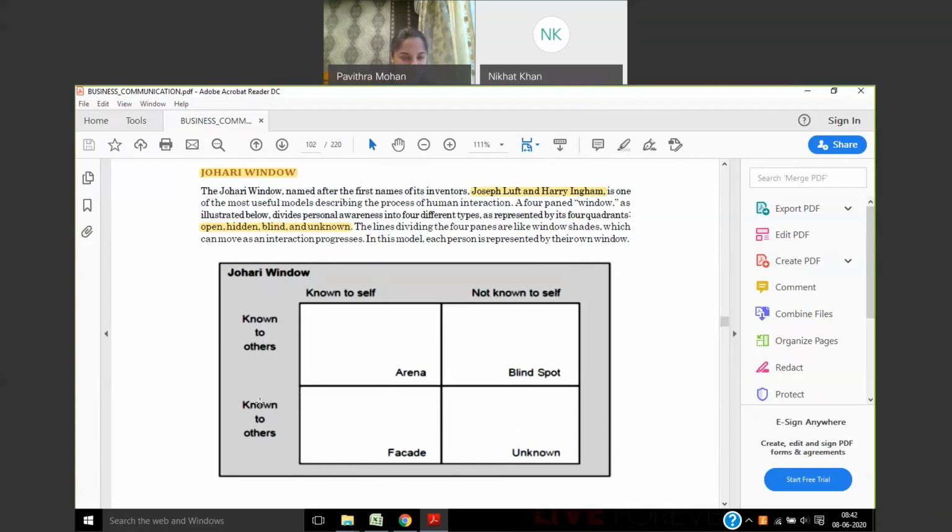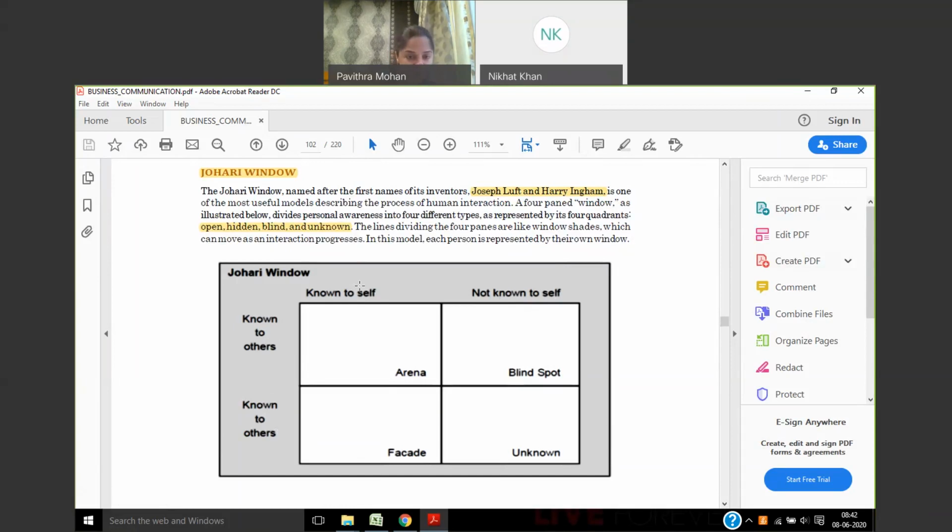No, there is a printing mistake when you are taking the textbook. Kindly note this: not known to self, not known to others, not known to self. Okay, the concept is known to others, known to self. This is known only to me, but it is known to others also. It is not known to me, it is not known to others also.